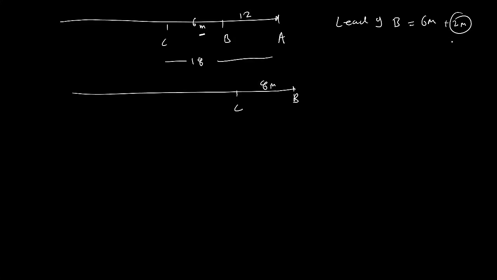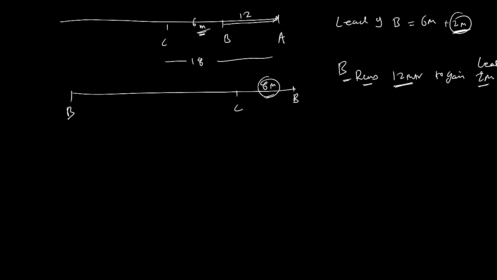Listen carefully. Can I say B runs 12 meters to gain a 2-meter lead? Listen to the language. B runs. Do you see, B ran 12 meters, then the gap increased. See, the gap is 6 meters, the gap is 8 meters. Why did the gap increase by 2 meters? Because B ran for 12 meters. B has to run 12 meters to get a gap of 2, to get a lead of 2.